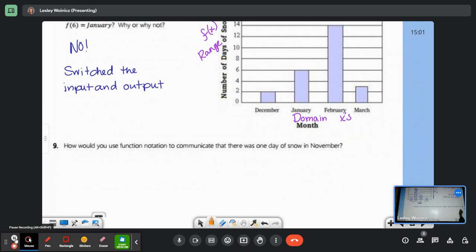F of November equals 1. Hey, that was easy enough. Is that the end? Okay. Yeah.